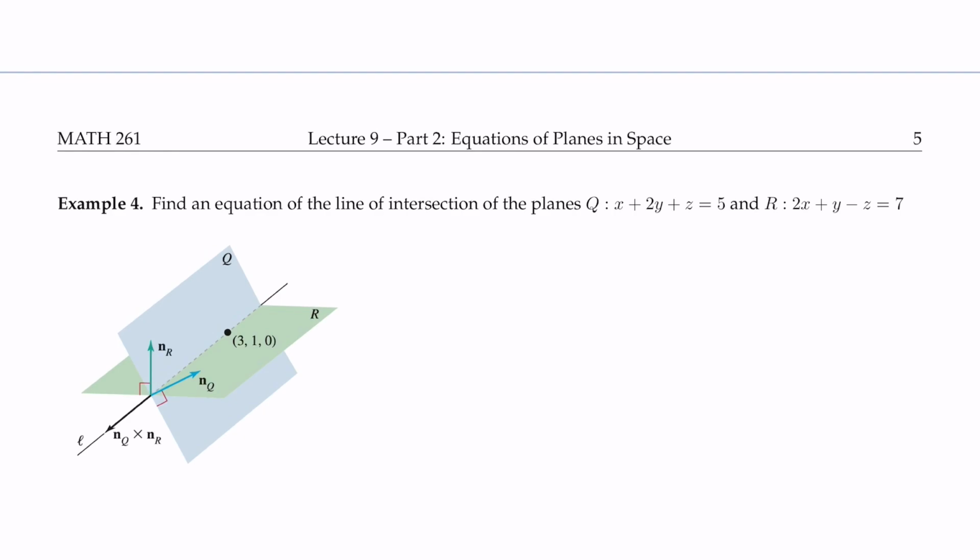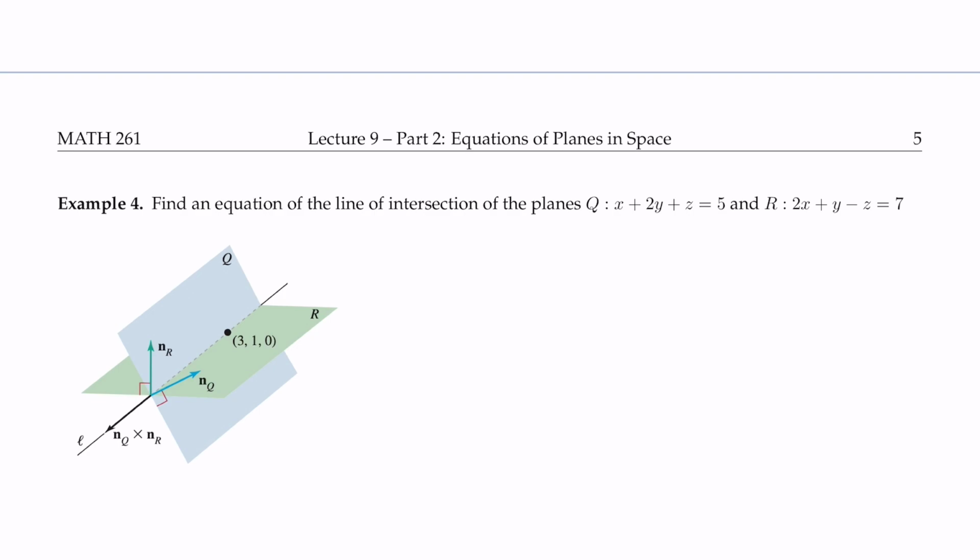So in example 4, we're going to find an equation of the line of intersection of the planes Q and R. The plane Q has the form x + 2y + z = 5, and the plane R has the form 2x + y - z = 7.